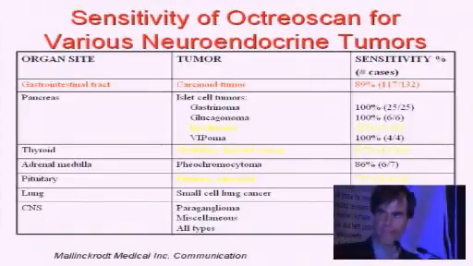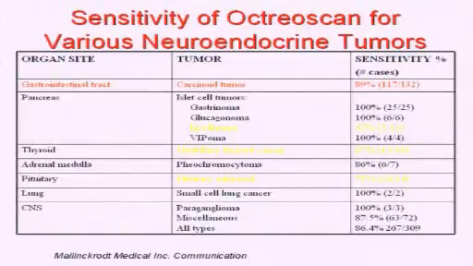And this table summarizes the sensitivity of various neuroendocrine tumors with octreoscan. Most of the neuroendocrine tumors have a very high sensitivity. But this is a very small sample size in most of those individual types of tumors, with maybe the exception of carcinoid, which is much more common.